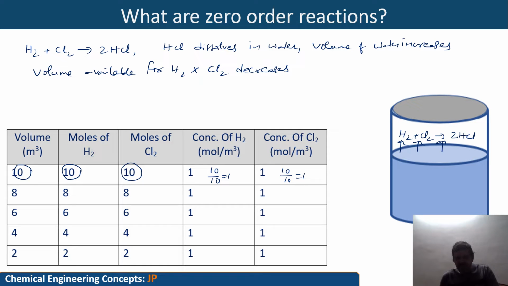See this tabular column. Say at this time I have a 2 meter cube of space volume and 2 moles of hydrogen and 2 moles of chlorine. Now here we look at the concentration: 2 by 2 which is equal to 1, 2 by 2 which is equal to 1. So as you see, the concentration of hydrogen and chlorine at any time remains the same, but actually it is being converted into products. So don't be confused.